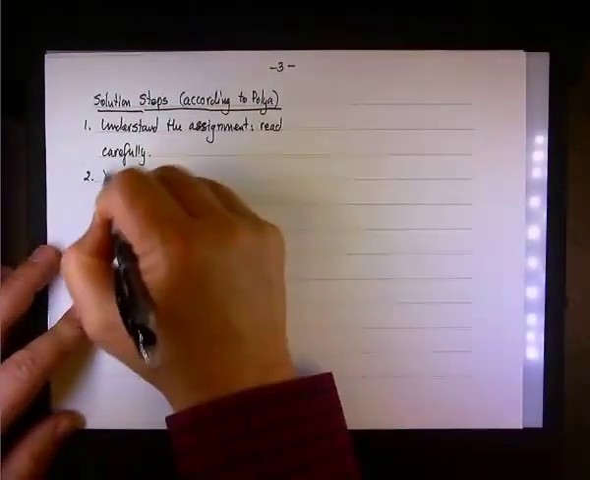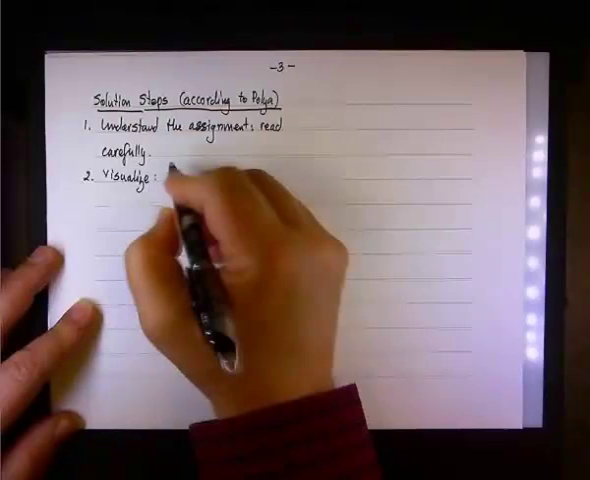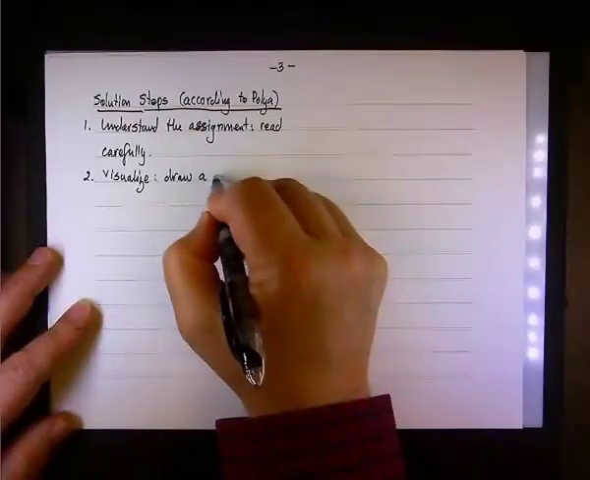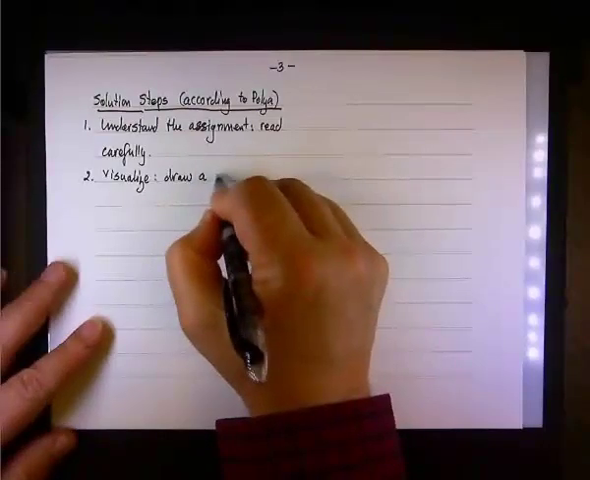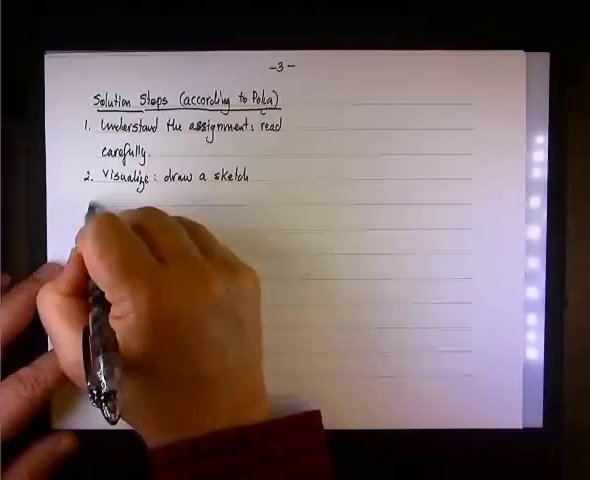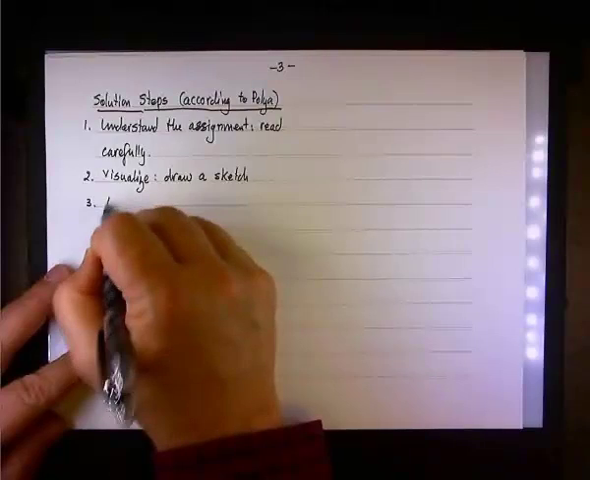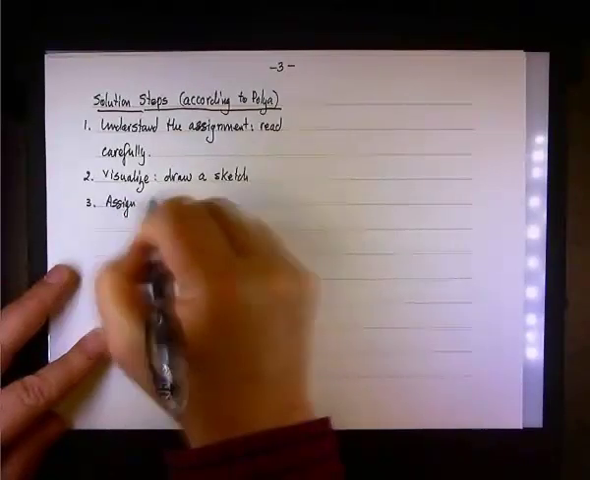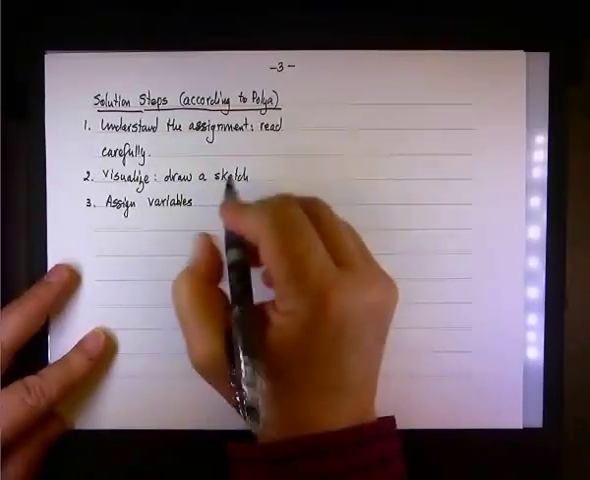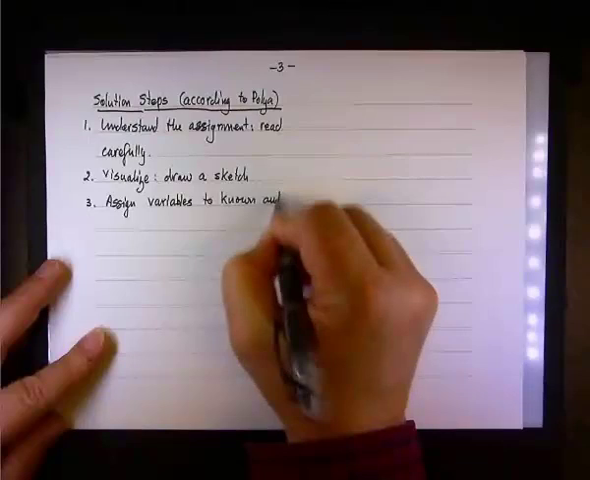The next is visualize the assignment by, so I'll write visualize, draw a sketch. It's a little bit redundant because visualize can also mean sketch. All right, now we want to assign variables at this point, but you need to classify them into known and unknown quantities.